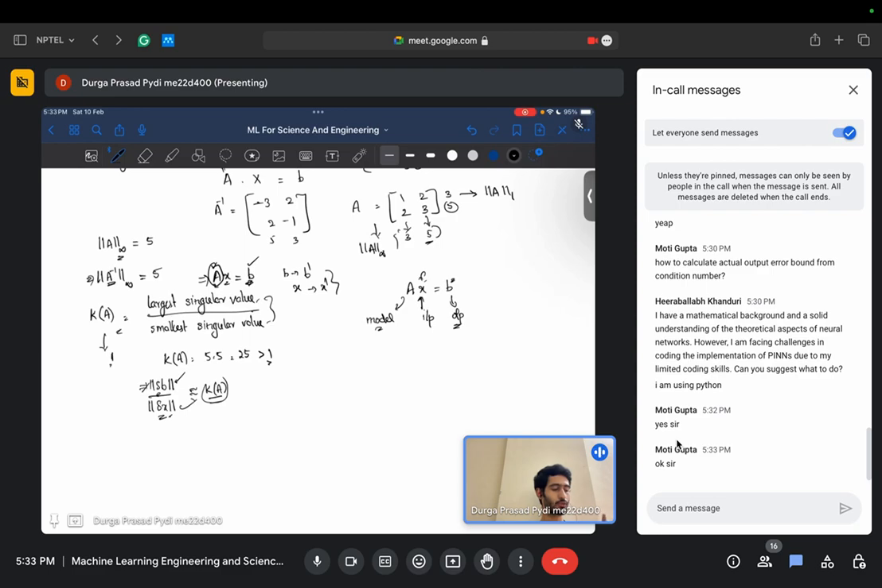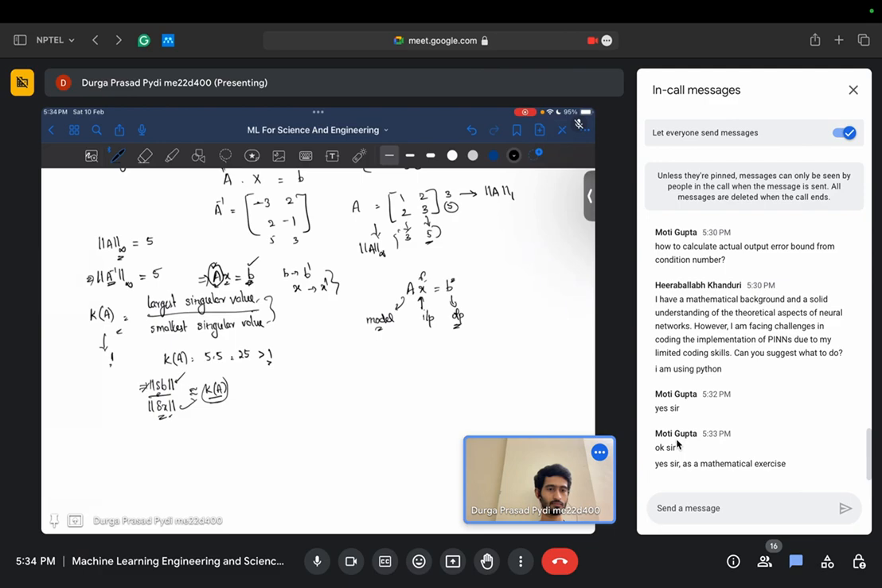Having said that, why do you require that? What is your objective in knowing the error bound? Why do you want to know the output error bound? To see how accurate your model is or something else? Okay, if it is a mathematical exercise, it's a different thing. If it is mathematical, that should be fine.